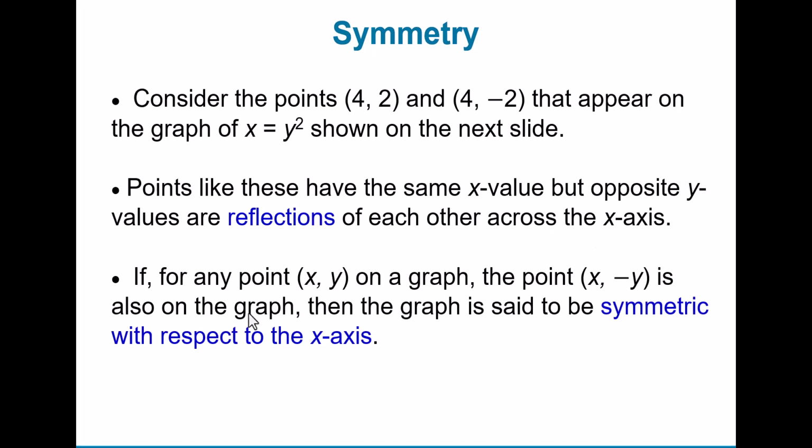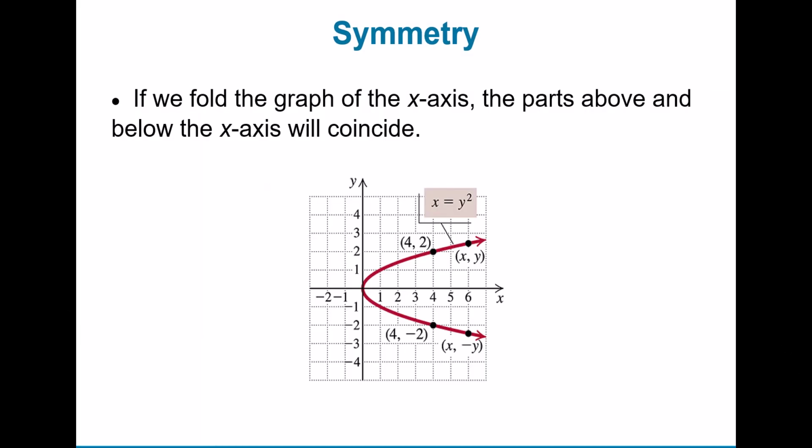And so if any point (x, y) is on a graph and the point (x, -y) is also on the graph, it's symmetric with the x-axis. This is what it would look like. If I just took a knife and cut right here on the x-axis, this side looks like a mirror of this side, and that's pretty much it.